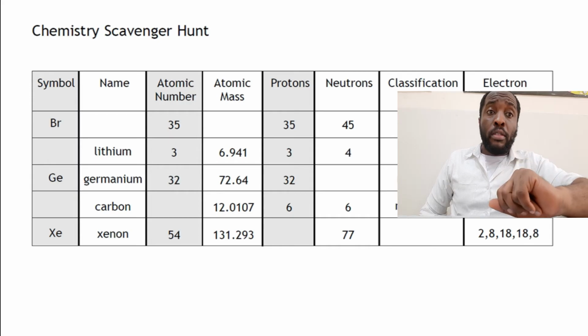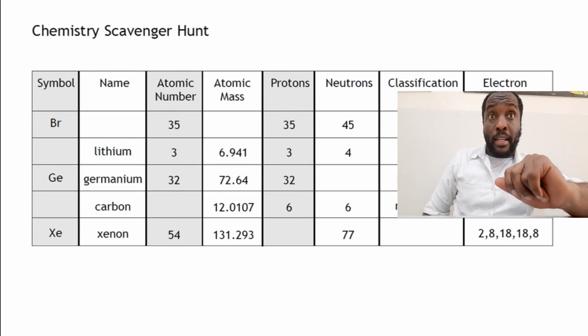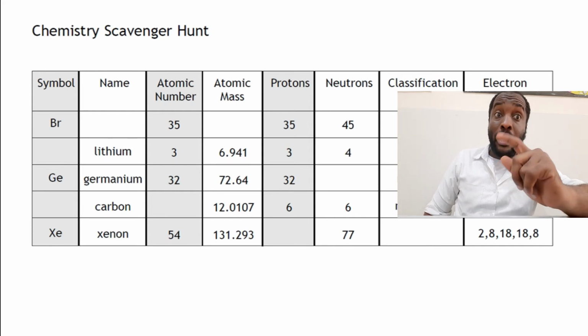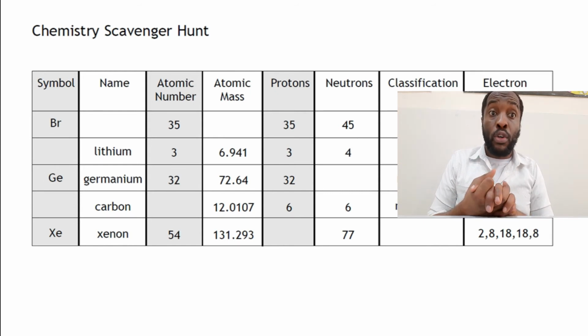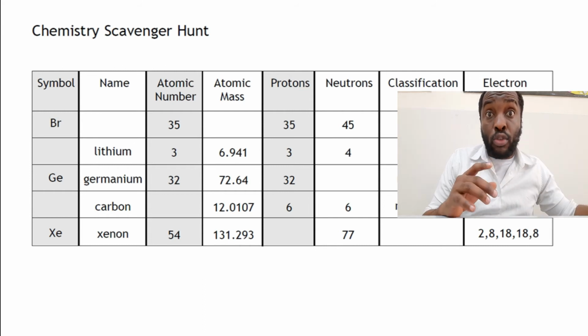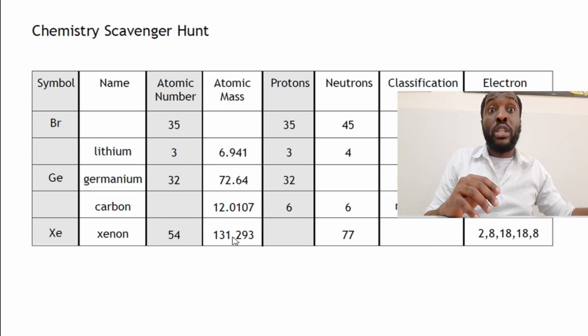Now, before we round up, I want us to look at this scavenger hunt or this game. All you need to do is to fill the table, with the help of your periodic table. I'll do the last one. We have xenon with atomic number 54 and atomic mass 131. The number of protons will be the atomic number, so I just need to put 54 here.